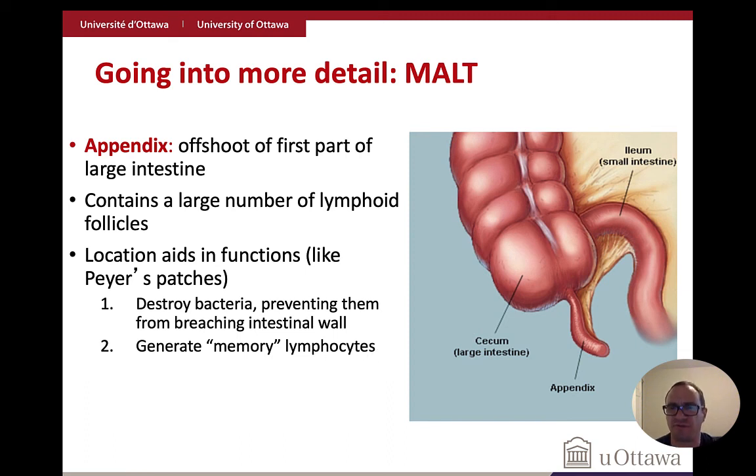One other function of the appendix that isn't listed here is, aside from destroying bacteria, one thought is that a certain amount of good bacteria within your system can actually help you stay healthy. It is thought that the appendix might serve as a reserve of these healthy bacteria. So if for some reason your system becomes compromised and you lose those healthy bacteria, the appendix has some of those healthy bacteria, and these can repopulate the rest of your system and basically help to stave off some of those bacteria that you don't want.